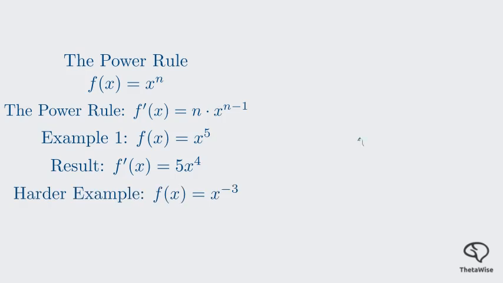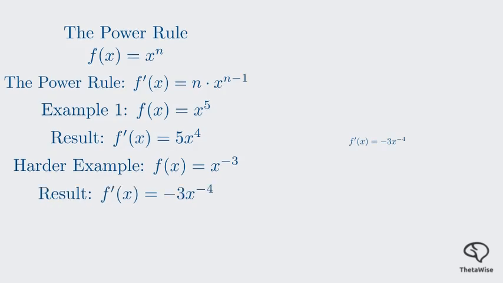Let's try a harder one with a negative number. The rule is exactly the same. Bring the negative 3 to the front. Now, subtract 1 from the exponent. Negative 3 minus 1 is negative 4. See? Even with scary numbers, the pattern never changes.